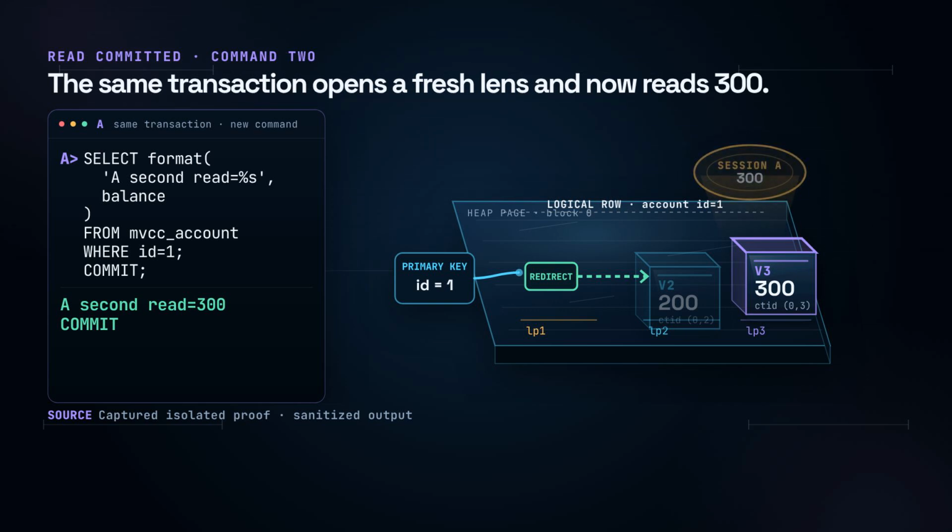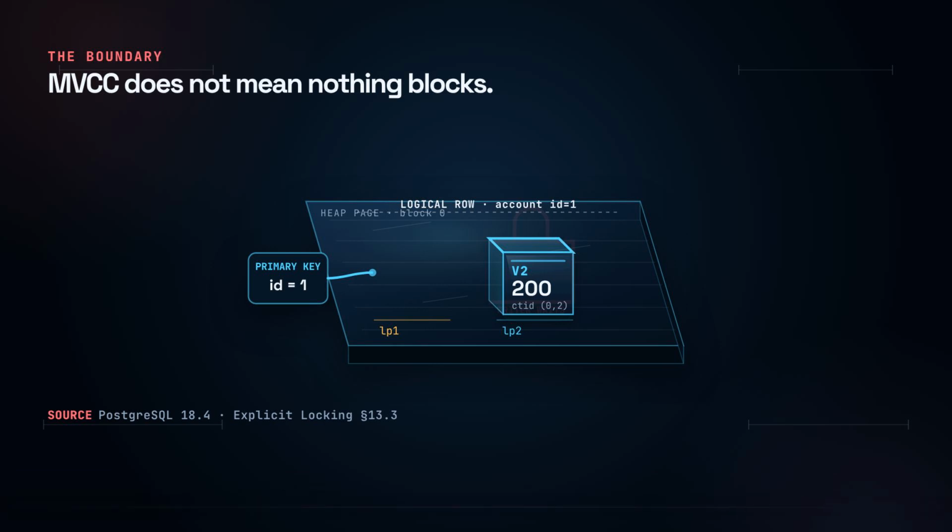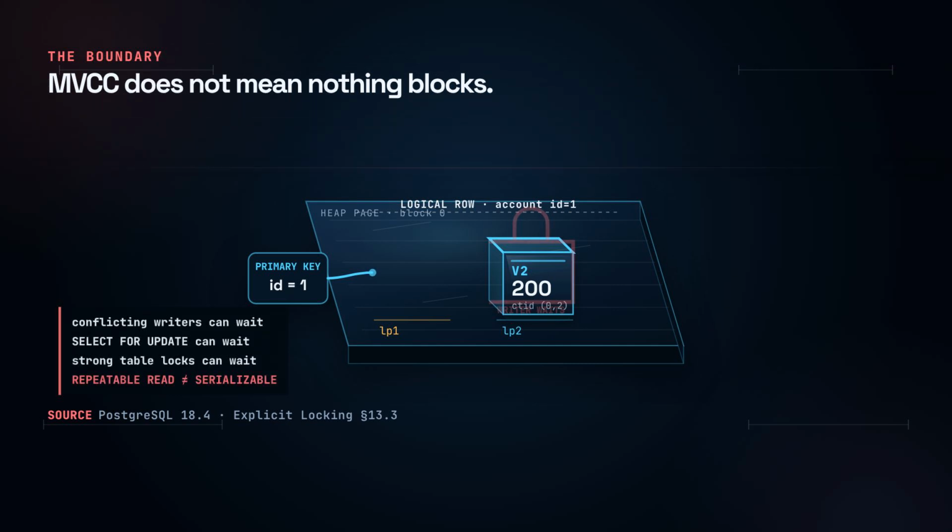MVCC also does not mean nothing ever blocks. Two writers that target the same row can wait on each other. Select for update deliberately takes a conflicting row lock. Some schema changes take stronger table locks. And repeatable read is not the same as serializable. Cross-row business rules can still produce a serialization anomaly, unless the application uses the right locks, or Postgres' serializable isolation and retries failures. So use this decision rule.